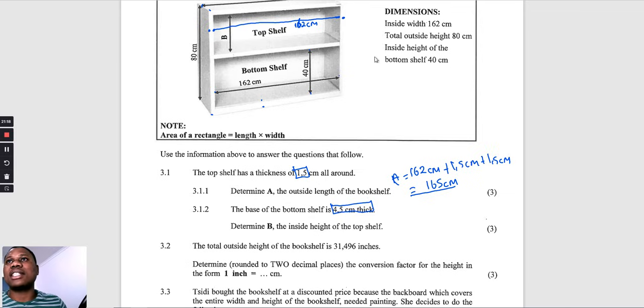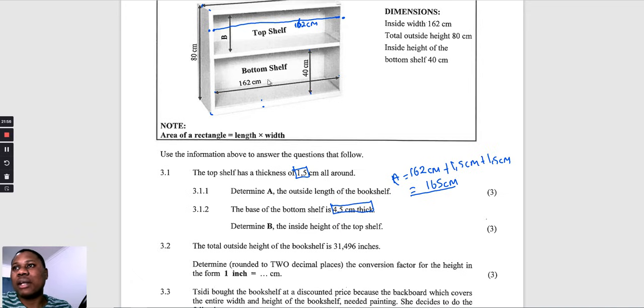We can also see that the distance from this point to this point is 40 centimeters, but we don't know how much is the distance from this point to this point. Look, we are given 80 centimeters, which is the distance from this point to this point on top here. That means the distance of B is also included. So look at what we are going to do. Let's start on the bottom.